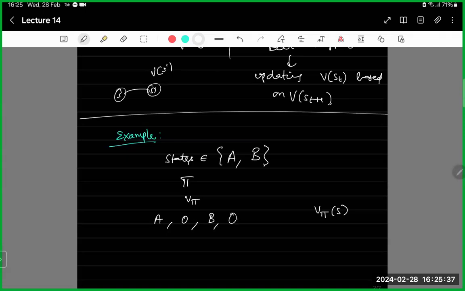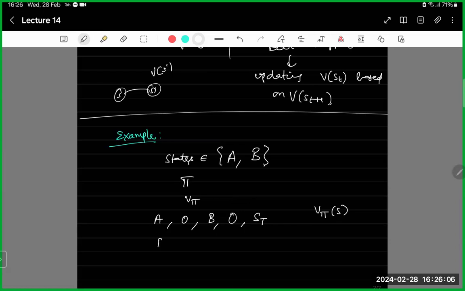Maybe I have started with some state A and I took action according to policy pi. I got a reward zero. Then again, the environment has put me into state B. And again, I have taken action according to policy pi, and let's say I got a reward of zero. And let's say the episode ended there. Maybe I reached the terminal state.